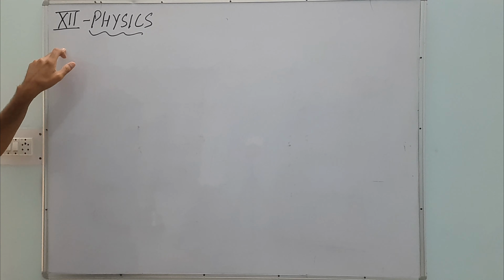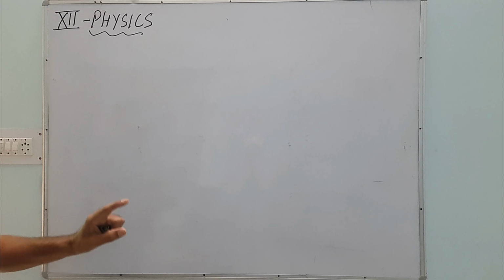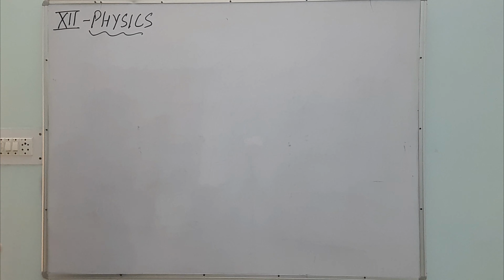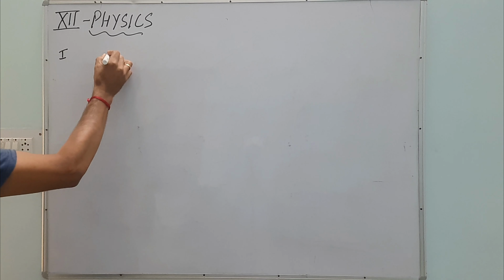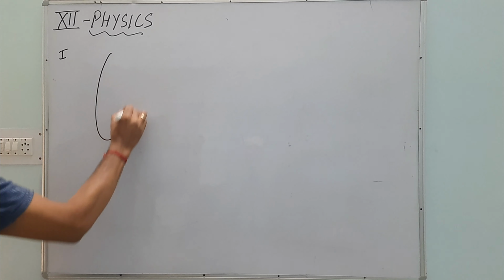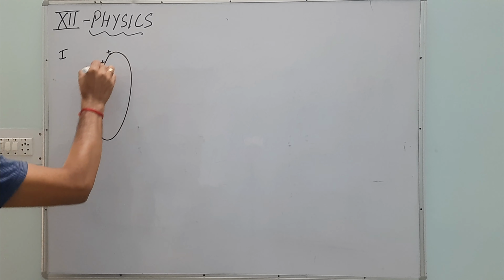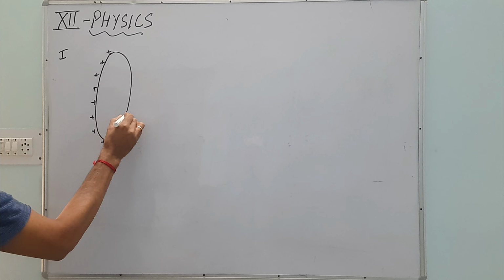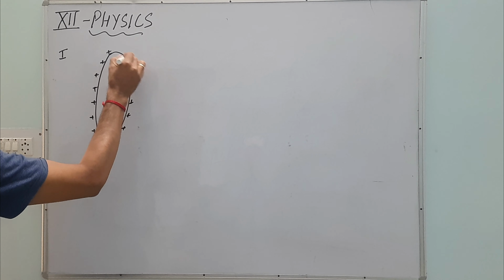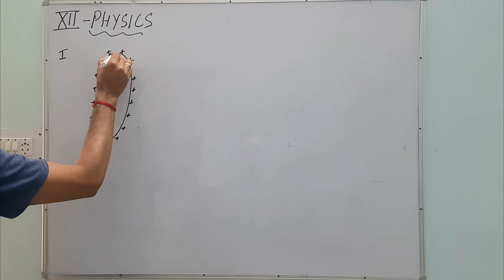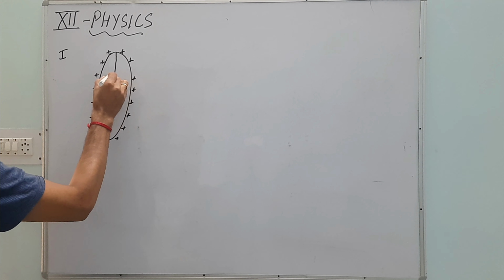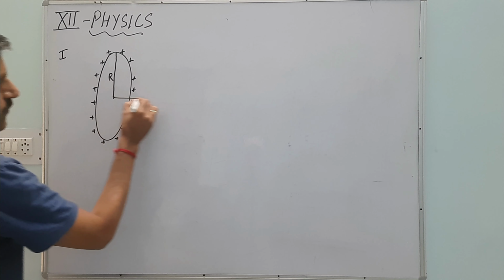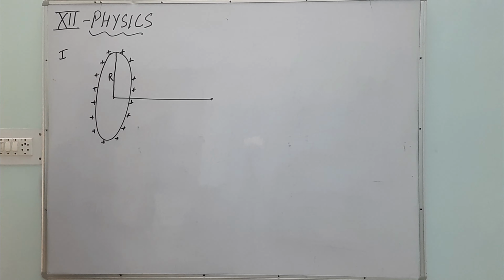Today's topic is electric field near a uniformly charged ring and non-conducting sphere. First of all, let me go for a uniformly charged ring. This ring has a total charge capital Q, which is uniformly spread over its circumference. The radius of the ring is R. Now we have to find the field on the axis.